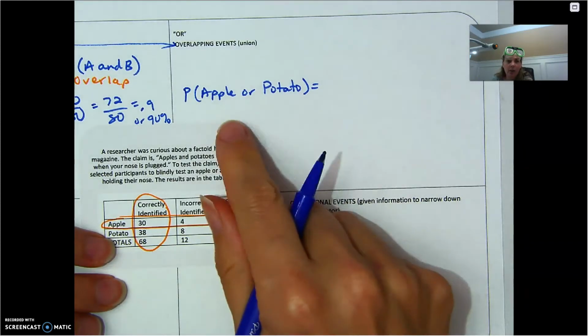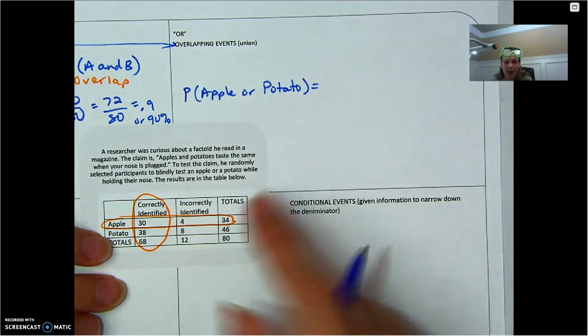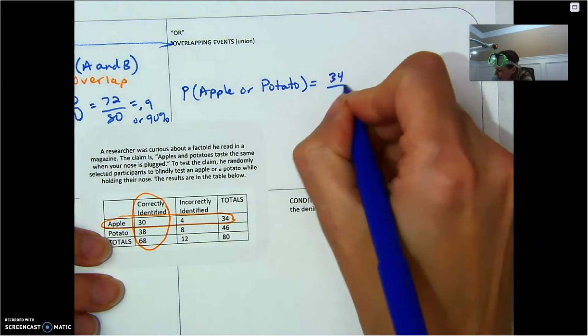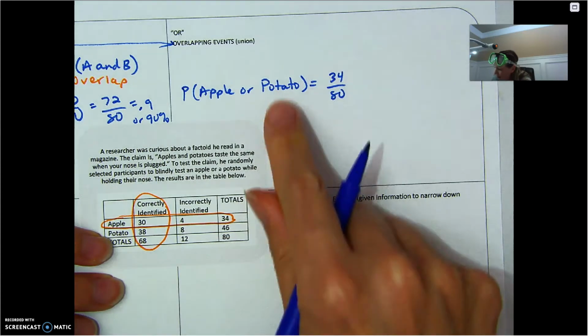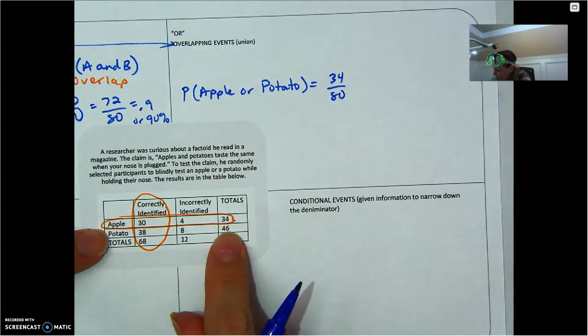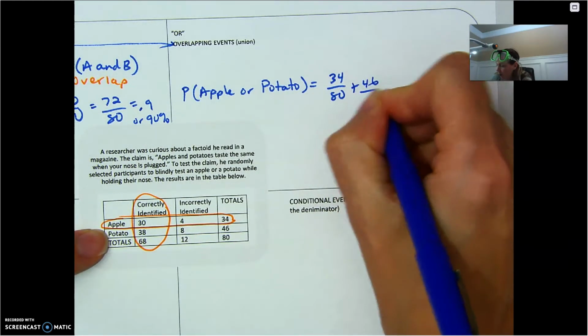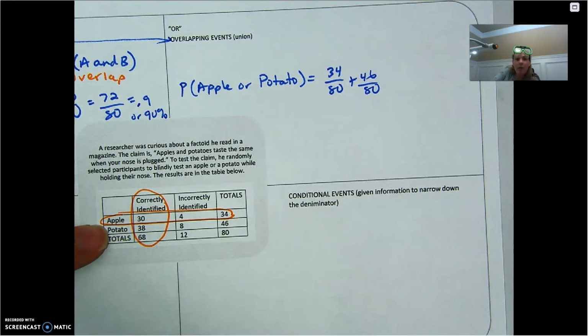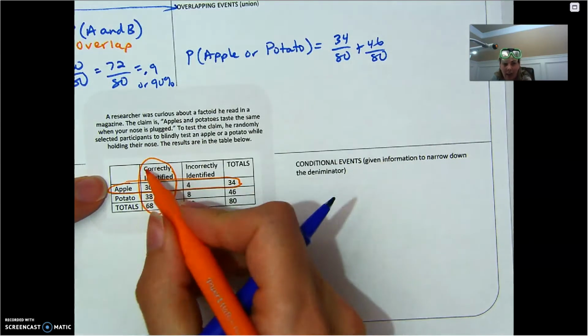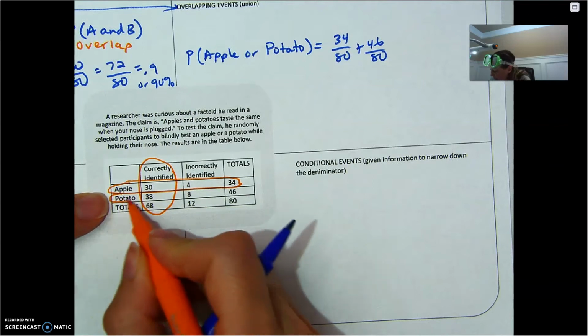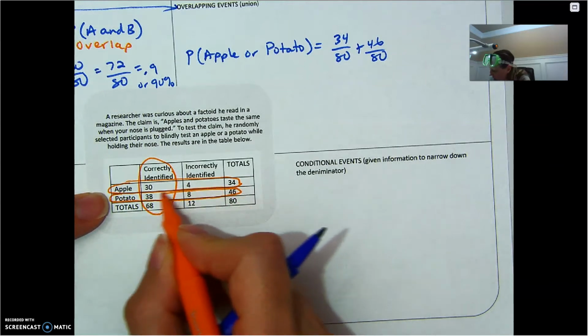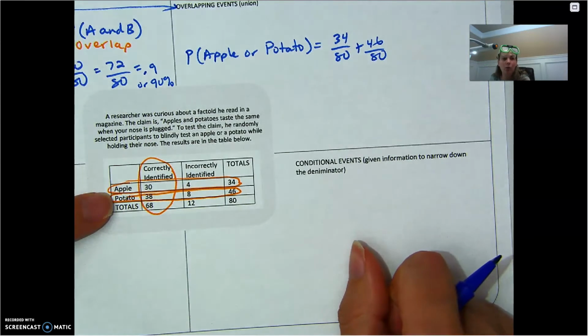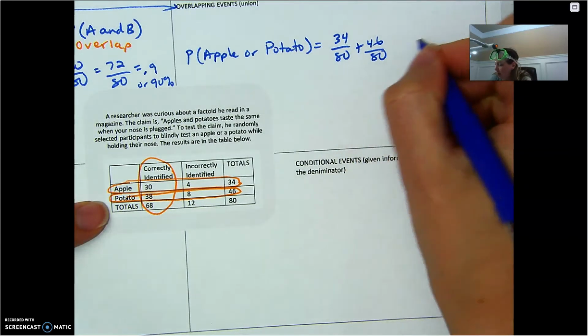All right, so you start with the first event, apple. We had 34 apple eaters out of 80. Potato, we have 46 potato eaters out of 80. And when you analyze these two events, apple is this top row, potato is the second row. They don't share any overlap, right? They're in two separate rows with nothing being circled twice. So there is no overlap.